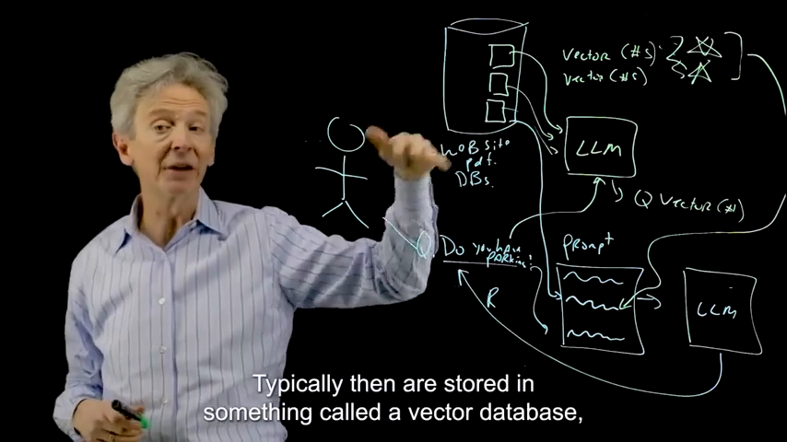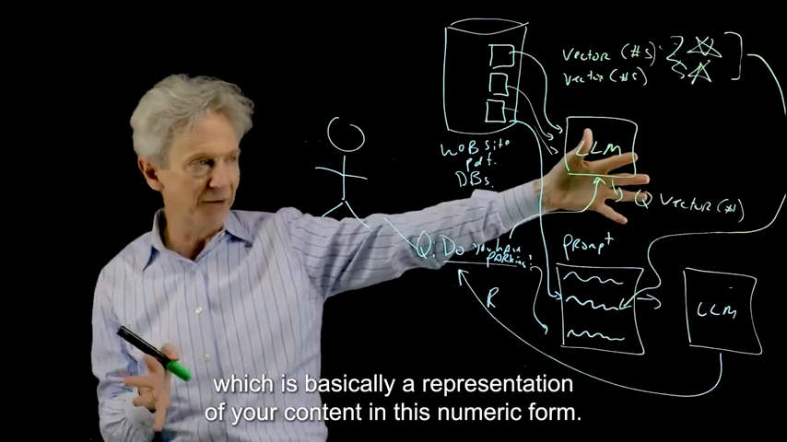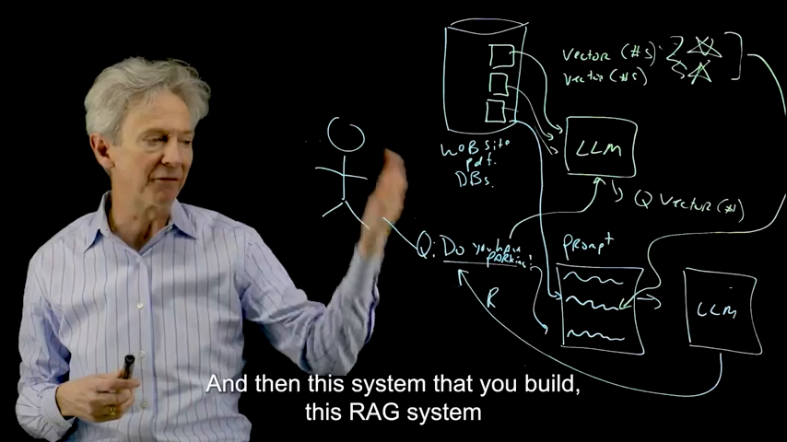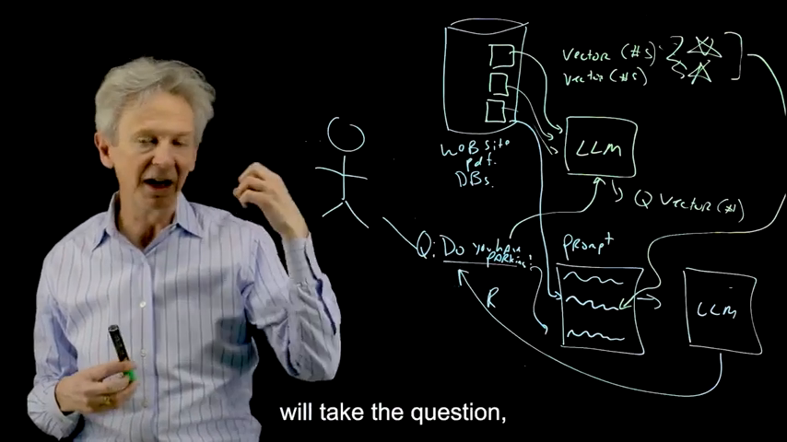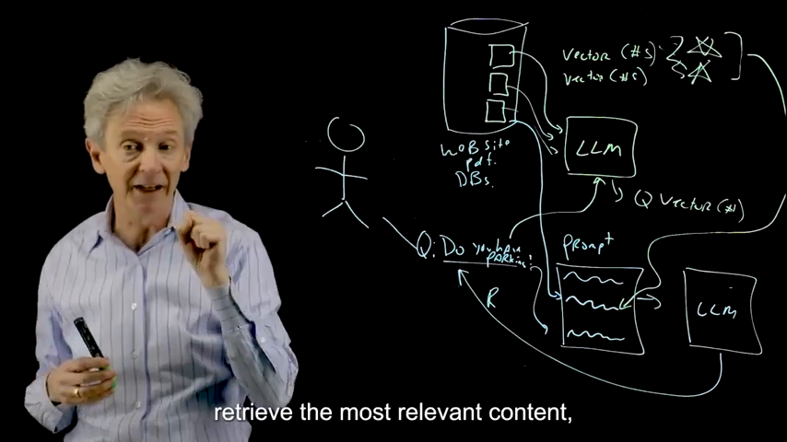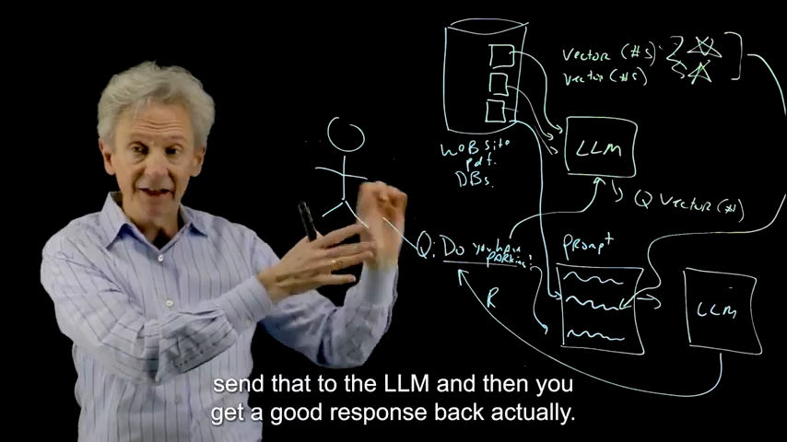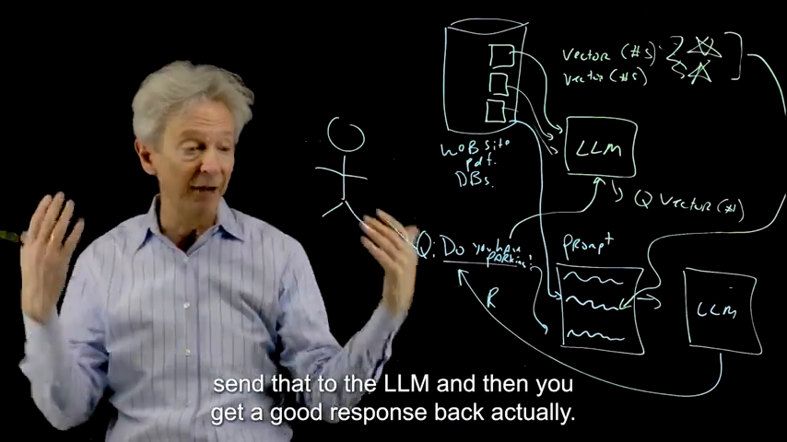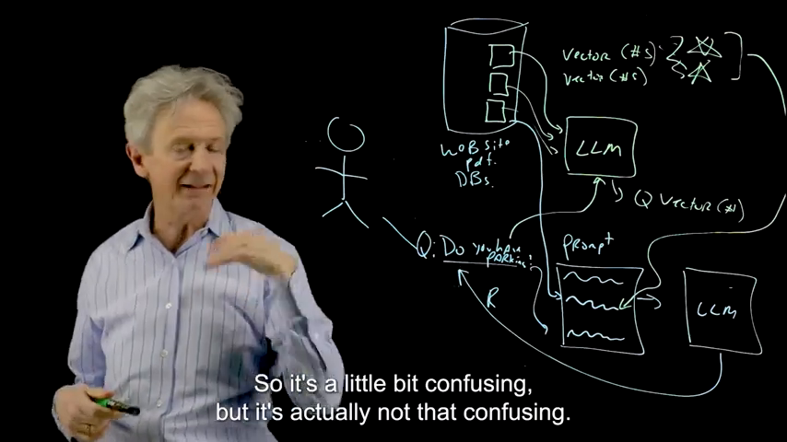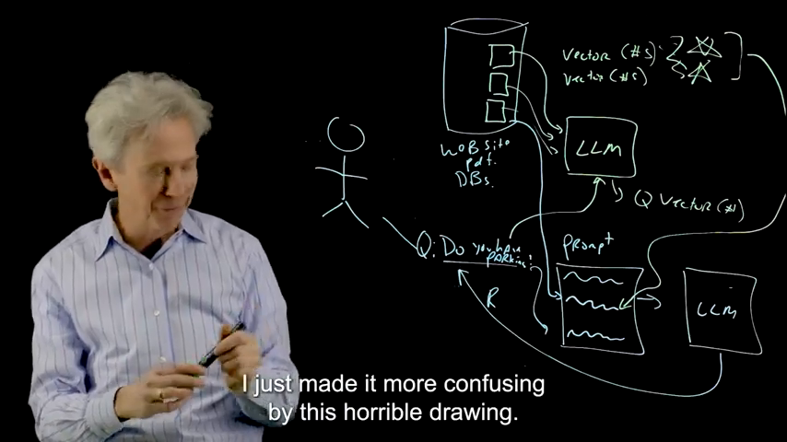Typically that is then stored in something called a vector database, which is basically a representation of your content in this numeric form. And then this system that you build, this RAG system, will take the question, retrieve the most relevant content, make that part of the prompt before the prompt, send that to the LLM, and then you get a good response back, actually. So it's a little bit confusing, but it's actually not that confusing. I just made it more confusing by this horrible drawing.